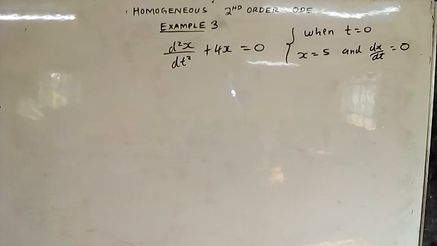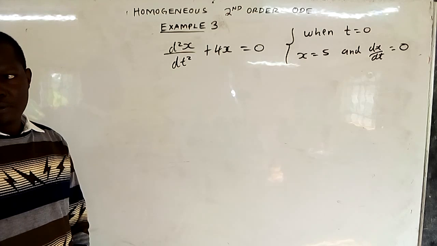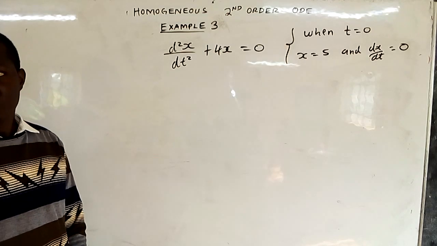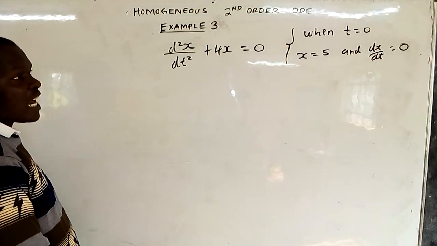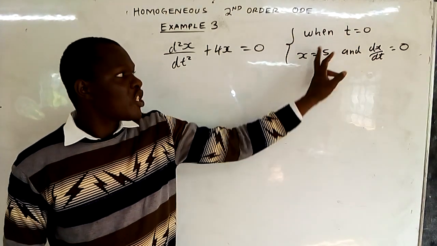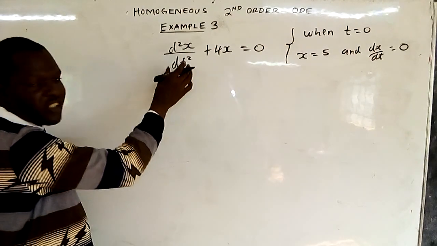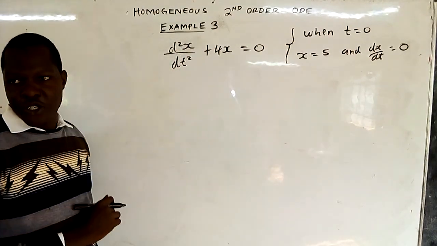You are told to solve for x using the Laplace transform. So how do we solve for x using the Laplace transform? Are we together? Now, when you look at these initial conditions, they are the first ones you deal with. Are we together? If you look at this equation, x is a function of t.